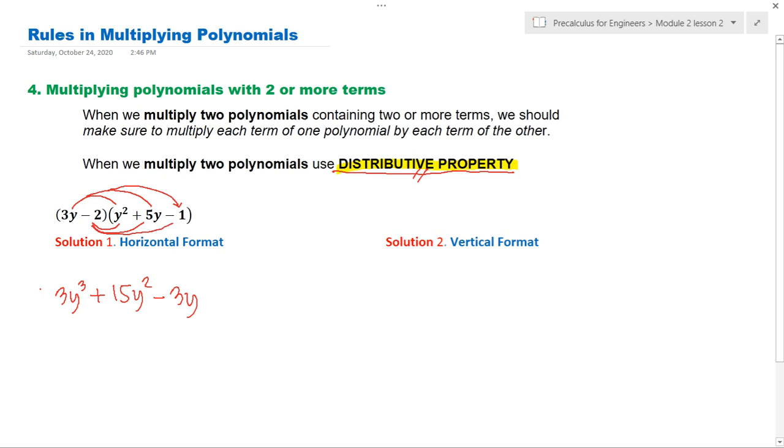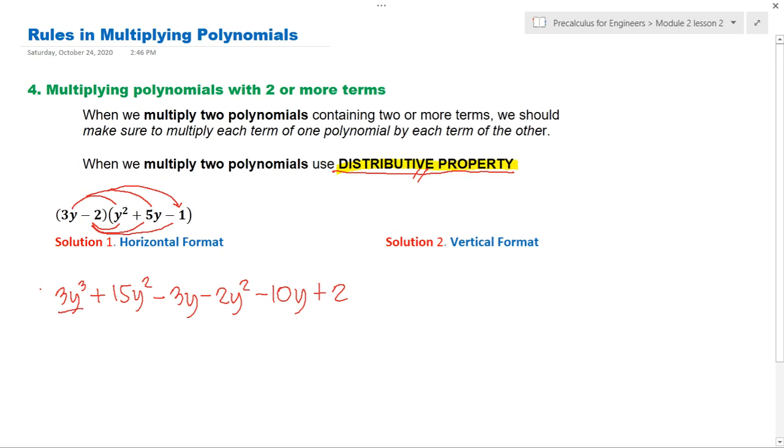So, negative 2 times y squared. So, you have negative 2y squared. How about negative 2 times 5y? So, you have negative 10y. How about negative 2 times negative 1? This is positive 2. Then, combine those terms that have the same variable and its corresponding exponent.